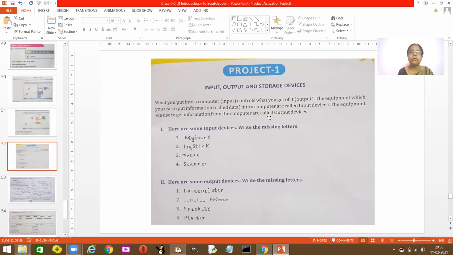Okay, let's go through your project work. Please open your book and also check in your book. Here are some of the input devices which have some missing letters. So this is key and dash dash. Keyboard starts with key, and J is your joystick. Joystick. M is your mouse. Please complete all these things. The fourth one is scanner.